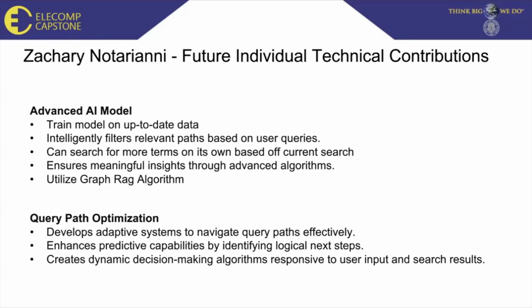We also would like to develop a query path optimization. So this allows the AI to pretty much go down its own search path. If it sees an entity that it thinks might be able to help contribute to the user's query, it's able to search for it on its own and then provide that information back to the user, all doing that on its own so the user doesn't have to do that themselves.